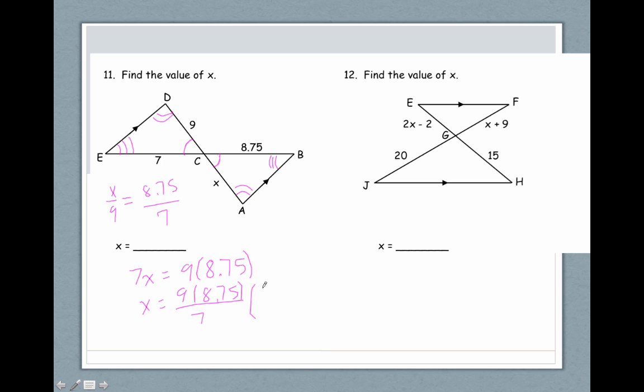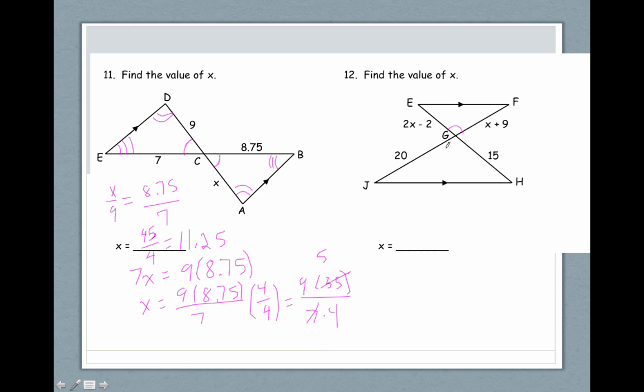I'm going to multiply through by 4 over 4 to make this nicer. So we have 9 times 35 over 7 times 4, and that cleans up and we get 45/4, which is 11.25.